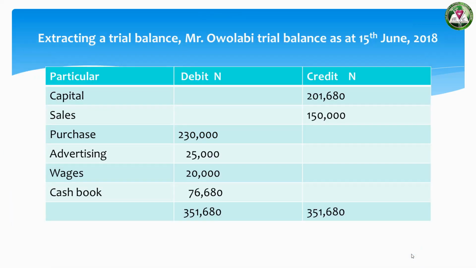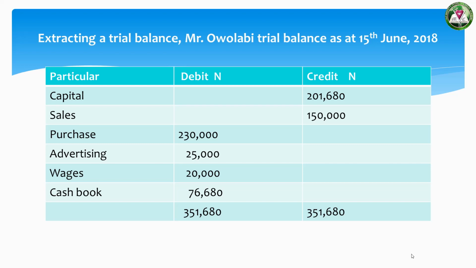Then the next thing we ought to do is opening a separate ledger for all these transactions. But it takes time. So instead of us, because of our exam, to start opening a respective ledger for each of the transactions, let us move straight to the trial balance, extracting a trial balance. Then write it. Mr. Owalabi trial balance as at 15th June 2008. That's the period we are working for.